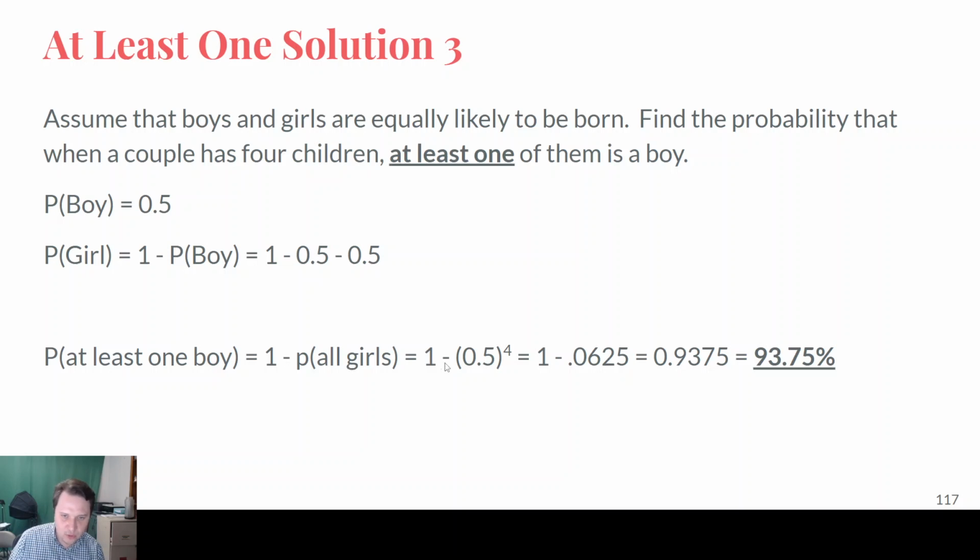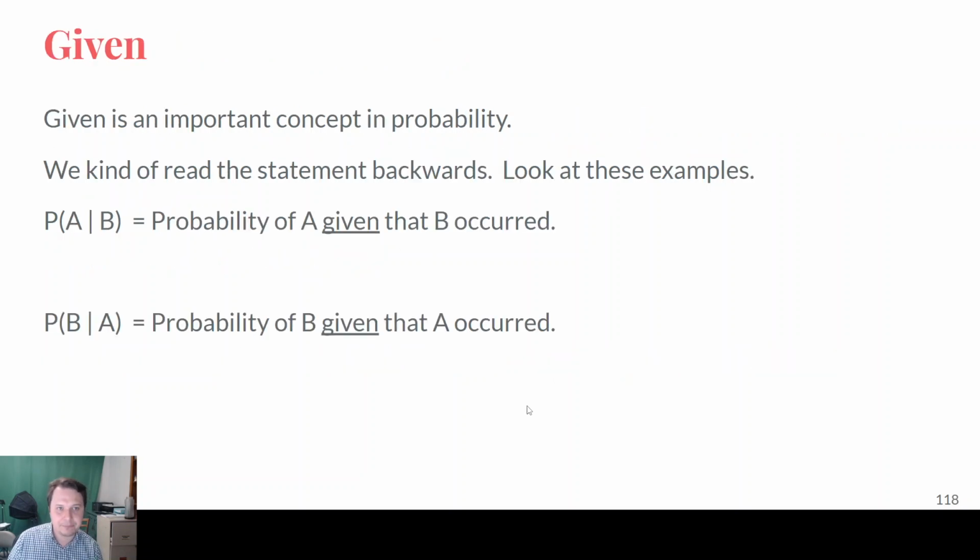And as you can see, that's 1 minus 0.5 to the 4, which is 1 minus 0.0625. So if a couple has 4 children, the probability that at least one is a boy will be 93.75%. So you see that that's pretty high. The opposite would also be true. The probability of at least one girl would be 93.75%. And that's just because these two probabilities are the same, 0.50, 0.50.